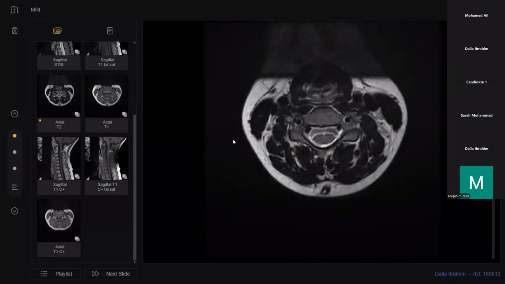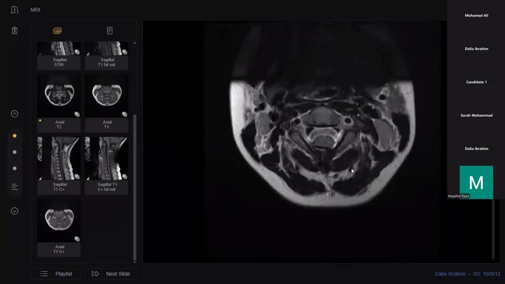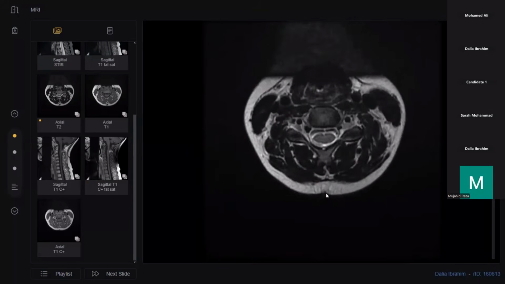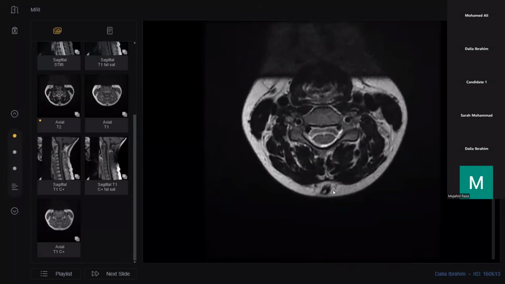In the axial T2 we do have spinal dysraphism. Look, this is our skin opening. Can you please describe the lesion again in English words, please?